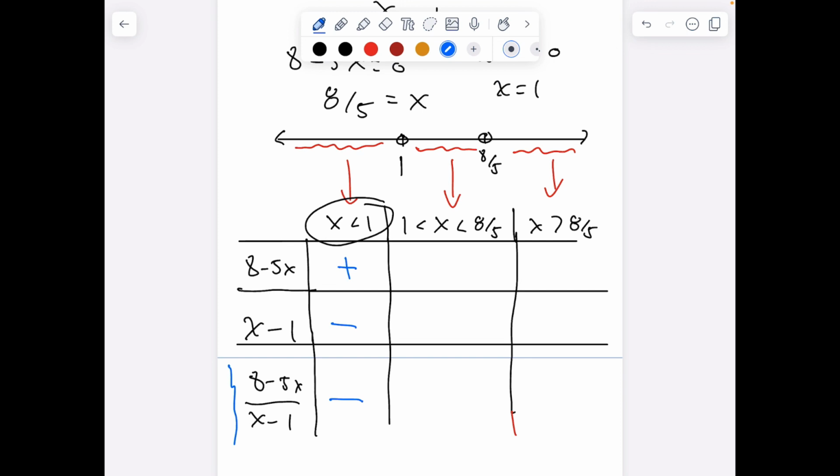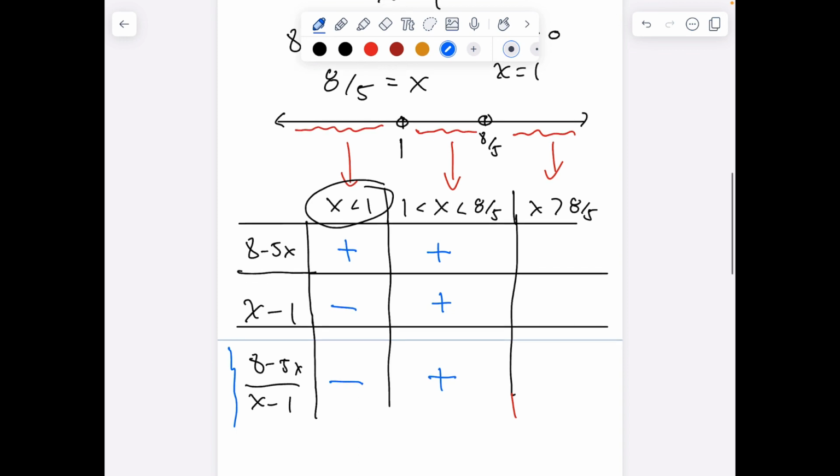So for the next interval, where x is greater than 1 and less than 8/5, you pick a number between 1 and 8/5. This is a little harder because that's 1 and 3/5. So for example, 1.5. If you did that, you would get positive here still. x minus 1 would be positive, and positive over positive is positive. Now, if you pick something greater than 8/5, you would get negative here, positive here, and then in total you get something negative.